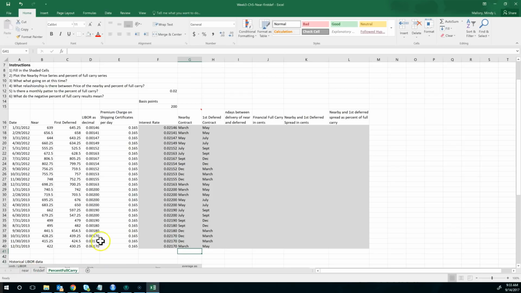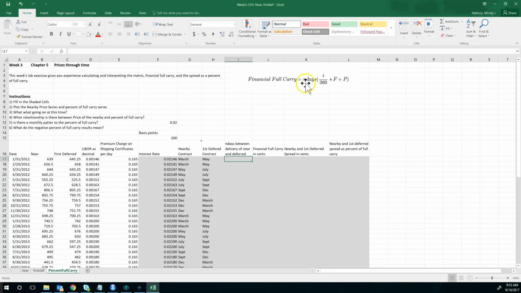Okay, so now we've got that filled in, and we can calculate the next thing that we really need for the formula. In the formula, we have this number of days until the next contract expires, and what that stands for is the number of days between the delivery period of the nearby contract and the delivery period of the first deferred contract. The delivery period always starts on the first of the month and runs for the first 2 weeks. We know that the monthly contracts always expire on the 14th or whatever is the first business day prior to the 15th of the month.